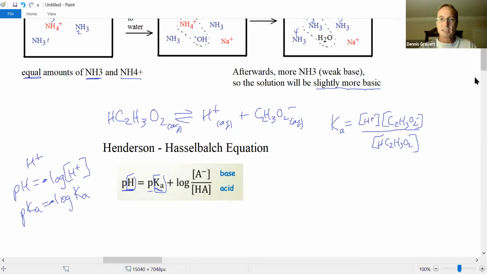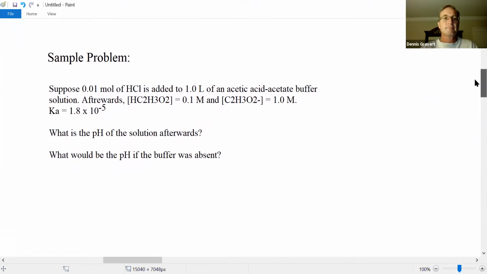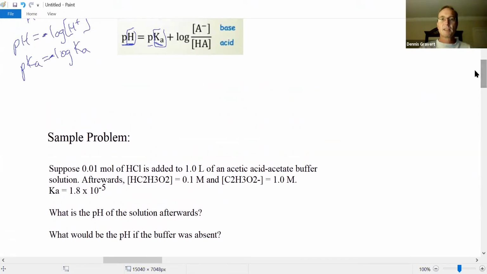You don't have to memorize it, just be able to use it. So let's get some practice. I'll keep the Henderson Hasselbalch equation in view though, because you don't have to memorize it.